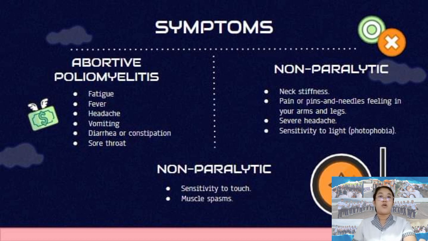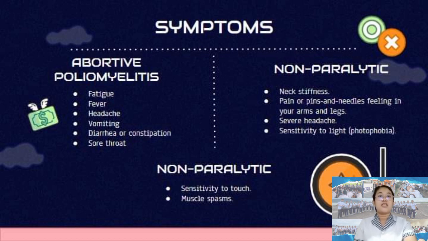Next, let's proceed to the symptoms of non-paralytic poliomyelitis. Non-paralytic poliomyelitis starts with the same symptoms as abortive poliomyelitis. Additional symptoms start within a few days, including neck stiffness, pain or a pins and needles feeling in your arms and legs, severe headache, and sensitivity to light, which is called photophobia.